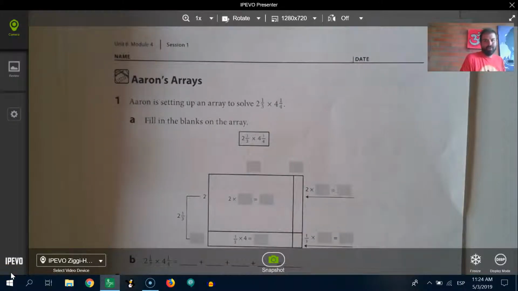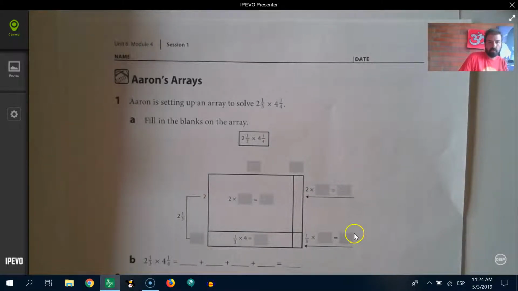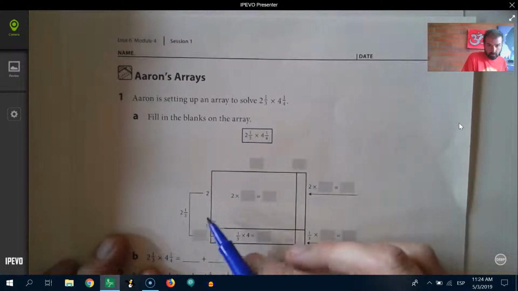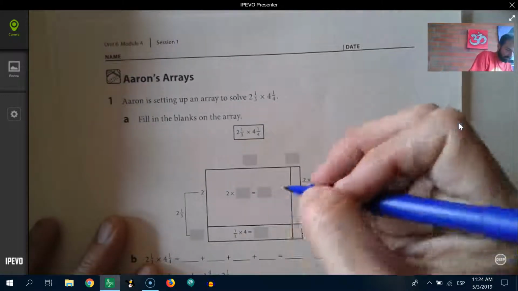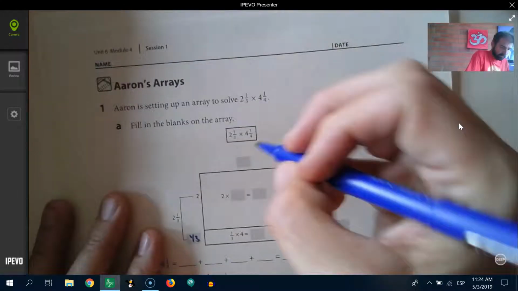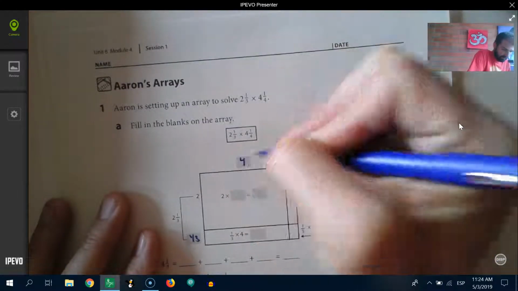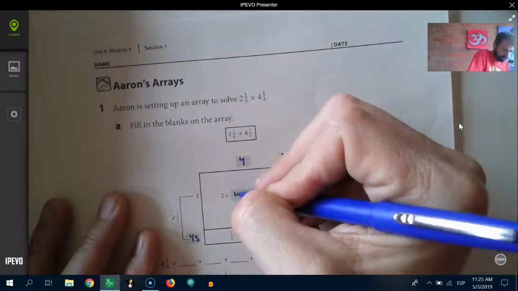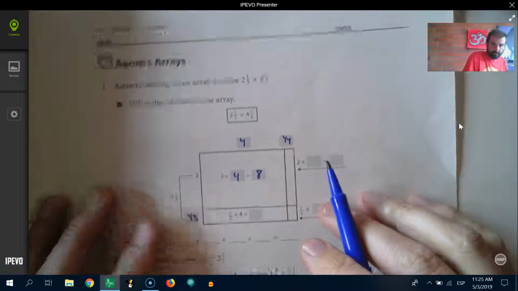This is Aaron's arrays. Aaron is setting up an array to solve 2.5 times 4 1/4. Fill in the blanks on the array. So we have 2.5 by 4 1/4. So I see 2 down here, and this is 2 and 1/2. Sorry, did I say a third? I keep saying a half. And I have 4 1/4. So this area would be 2 times 4, and that's going to give me 8.